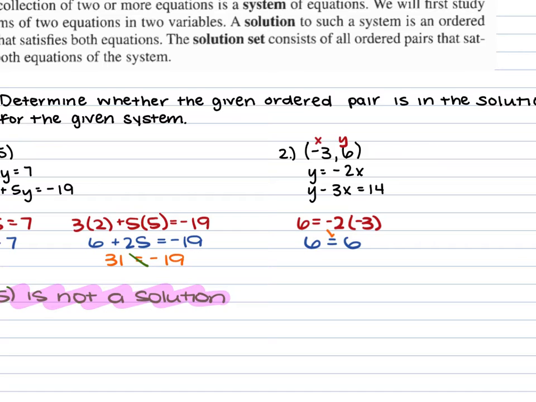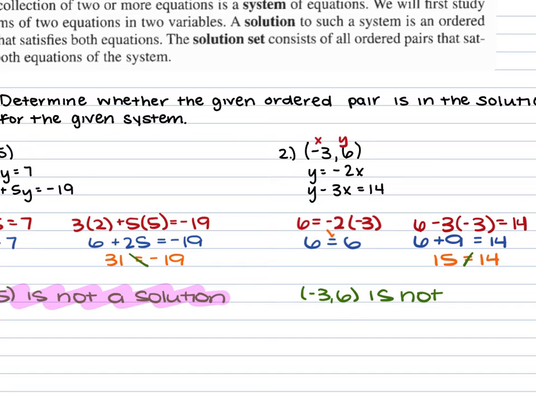Try the other. You have y minus 3x is equal to 14. So that's going to give us 6 minus 3 times negative 3 is equal to 14. The negative 3 times negative 3 is 9. So 6 plus 9 is equal to 14. That 6 plus 9 is 15. 15 is not equal to 14. So in this case, that (negative 3, 6) is not a solution. Both of them have to be a true statement in order for you to have a solution.